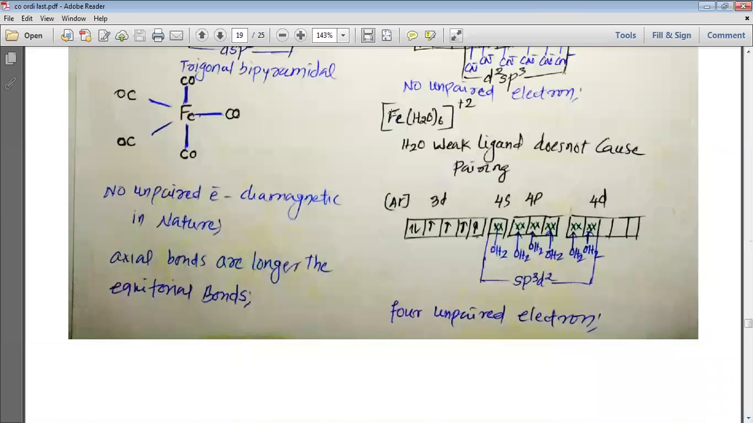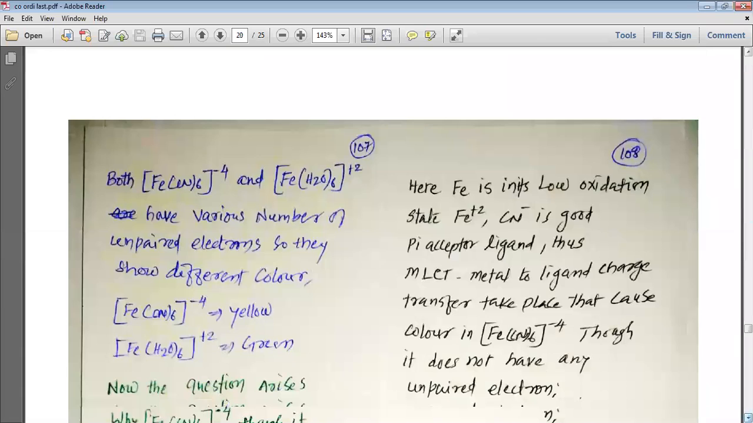But when we look at [Fe(H2O)6]2+, H2O is a weak ligand and does not cause pairing. So we have argon 3d, 4s, 4p and 4d. As there is no pairing, using 1 4s, 3 4p and 2 4d orbitals, sp3d2 hybridization takes place, and we get 4 unpaired electrons here, my dear students.